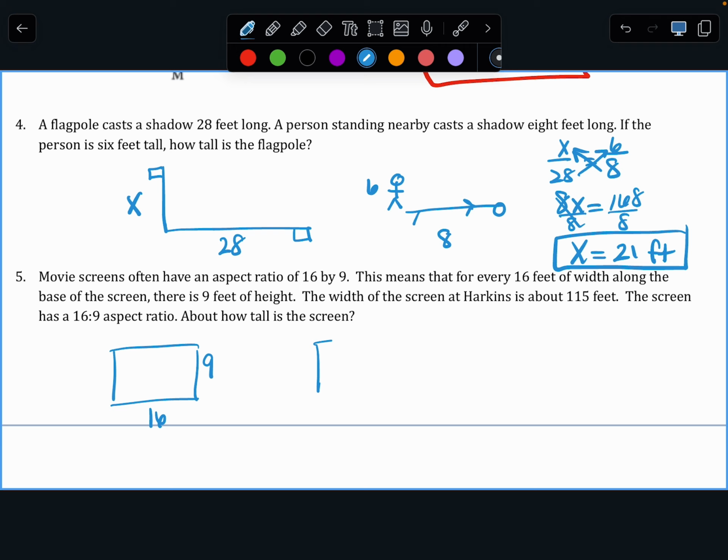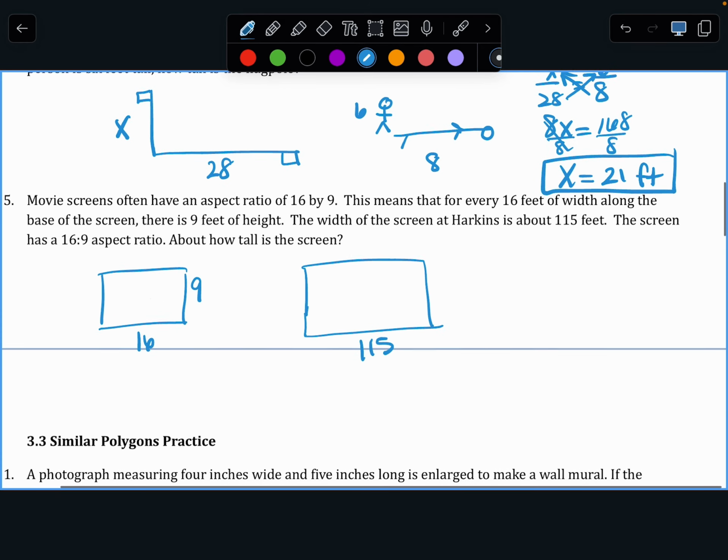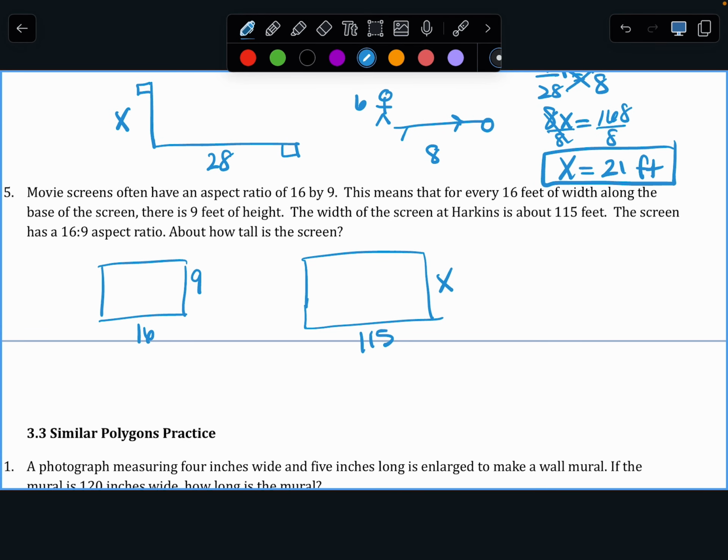So then we have the Harkin screen, and the width is 115. Where does that go in the picture? The bottom or the side? Bottom. So how tall is the screen? That's this. So 9 over x equals 16 over 115.